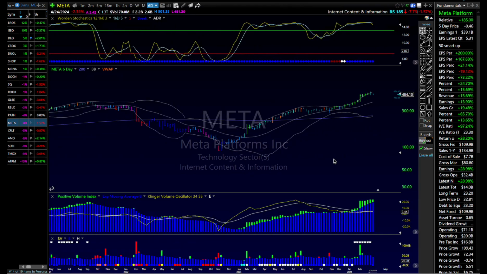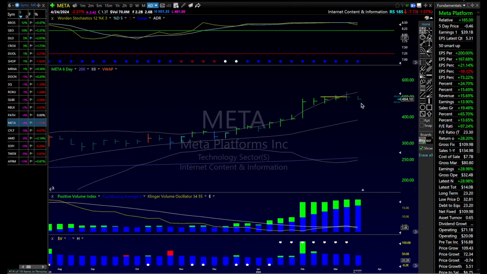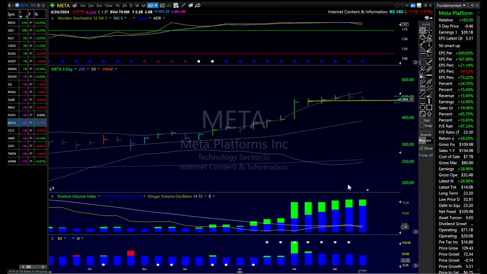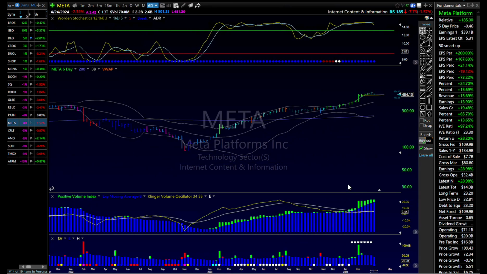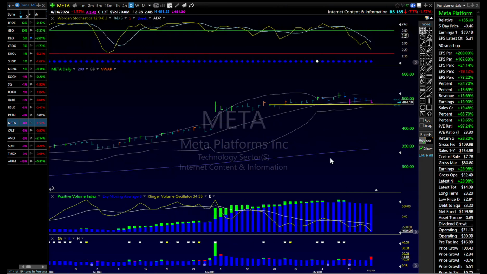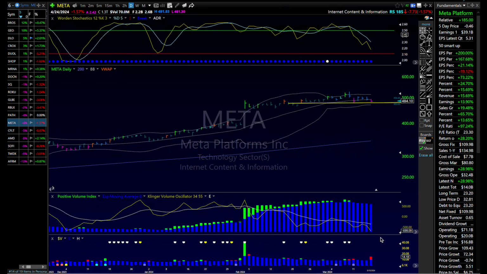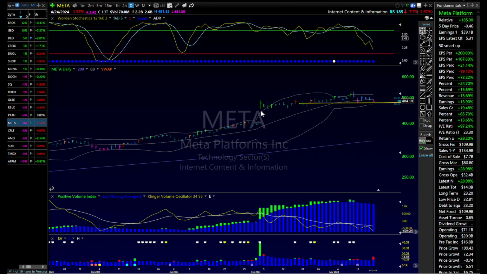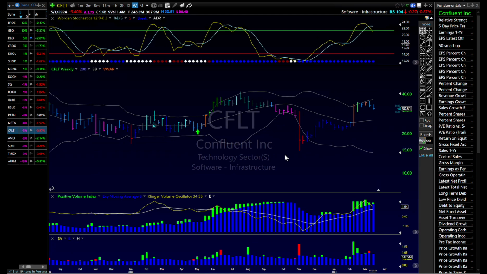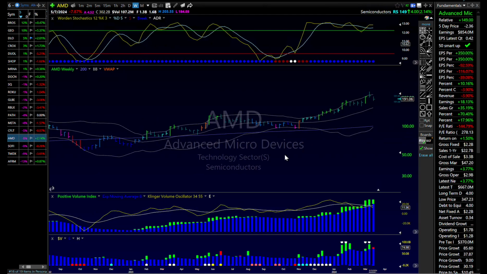Meta. Zucker Schmuck. Going to go in sideways. Let's go to daily. Momentum down. Selling. This huge strong gap. I mean, I'm tempted to short it just because I don't like Mark Zuckerberg, but that's not a good reason to short.